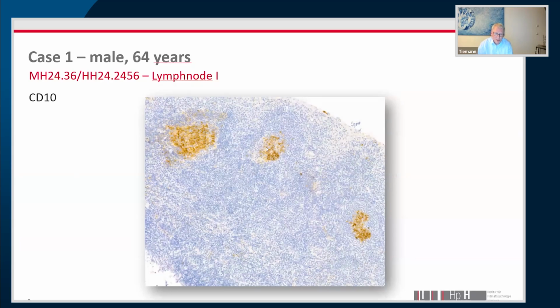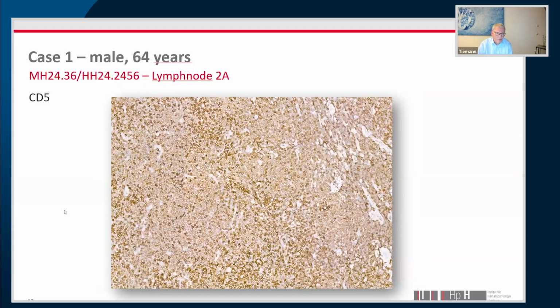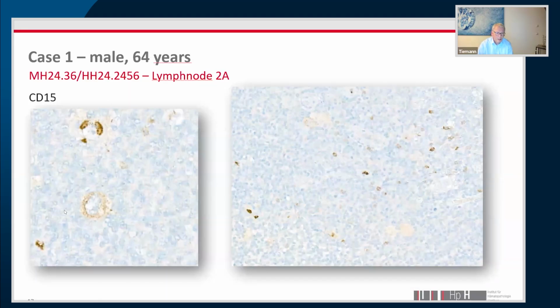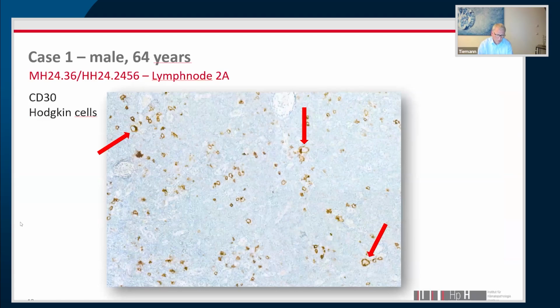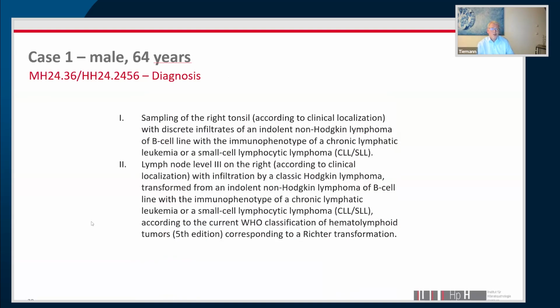Here again, CD10, the pre-existing germinal centers, and then the specific histology we have already seen, and here some larger Reed-Sternberg cells and the overview of the Hodgkin cells, and then the Ki-67, you see the proliferating germinal centers, the lower proliferation of the small lymphocytes, and the Hodgkin cells mostly positive. So in the end, the diagnosis was chronic lymphatic leukemia or small cell lymphocytic lymphoma.